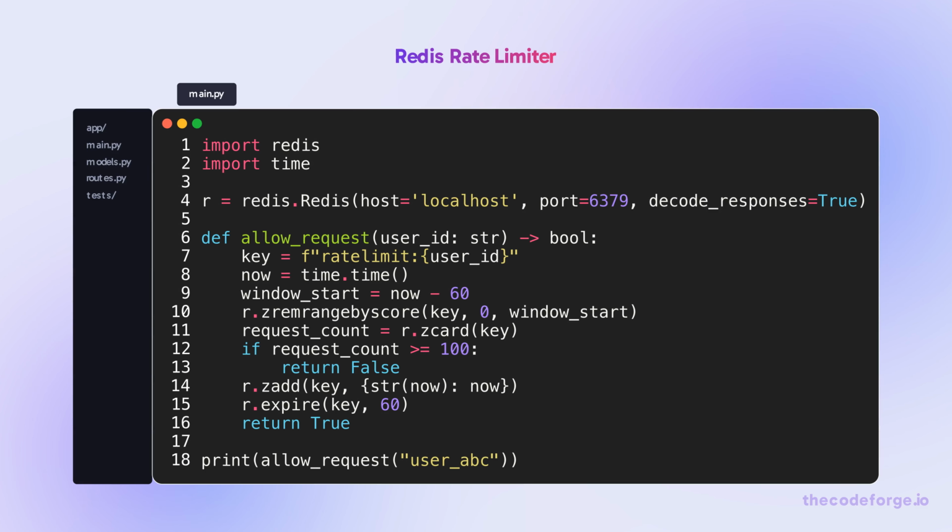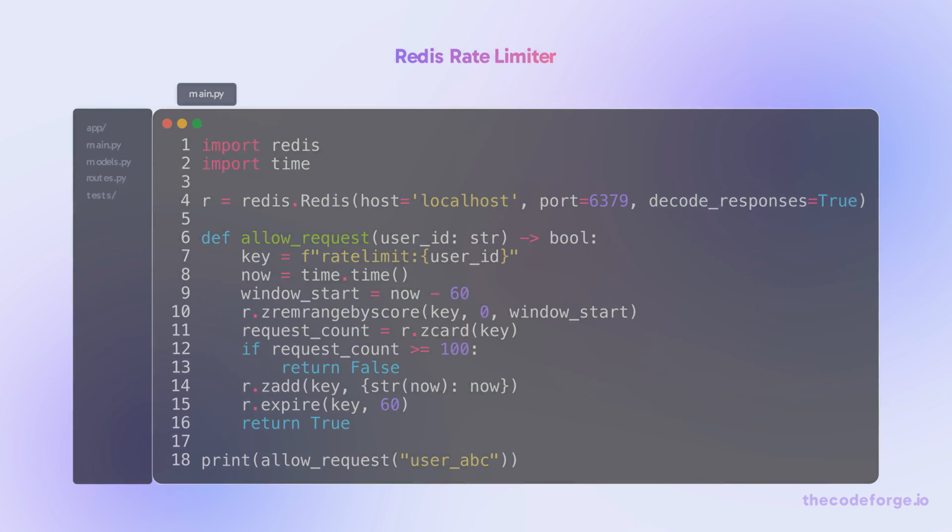Here's a Redis rate limiter using sorted sets. It maintains a sliding window of 1 minute, allowing up to 100 requests per user. The key is the user ID, and the value is a sorted set of timestamps.